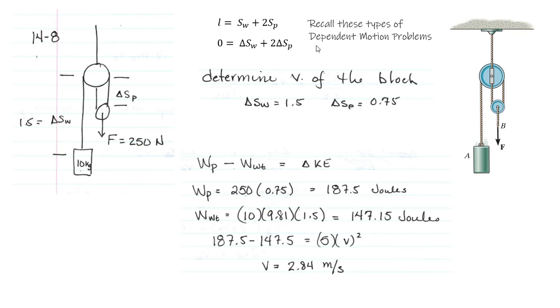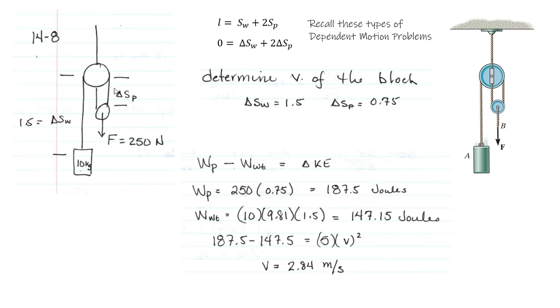And I want you to recall the dependent motion type problems that we had done earlier. So if I pull this down, we know that this is going to go up. I'm going to have to deal with some data related to the problem. So I'm going to redraw my free body diagram on this pulley system, excuse me.